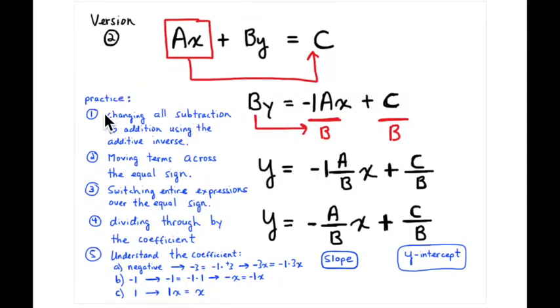Now, as I did this, I also noticed that there's a bunch of things that students should practice. One is changing all subtraction to addition using the additive inverse. So I don't really have that right here anywhere, but you're going to see that as I go through the activity. The second is moving terms across the equal sign. As I move this term to this side of the equal sign, it becomes the opposite value. It is the additive inverse of this term. And that's basically what you're doing. To get rid of this term, you're adding the additive inverse.